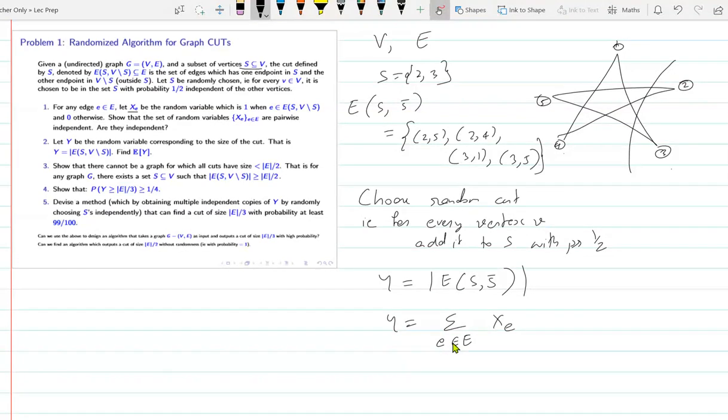So what is the expected value of Y now? Linearity of expectation helps us. We don't even care whether the x sub e's are independent or dependent or anything like that. And what is the expected value of x sub e?